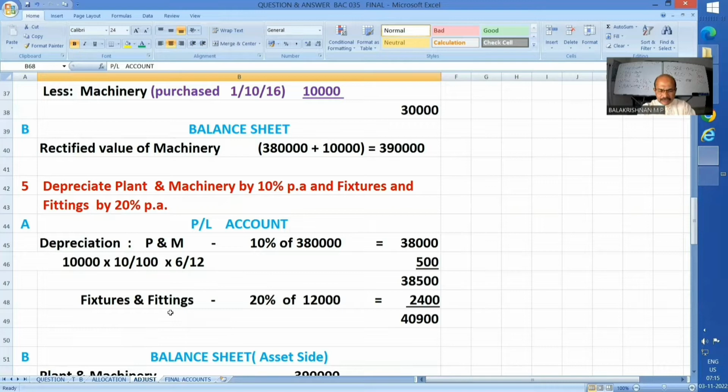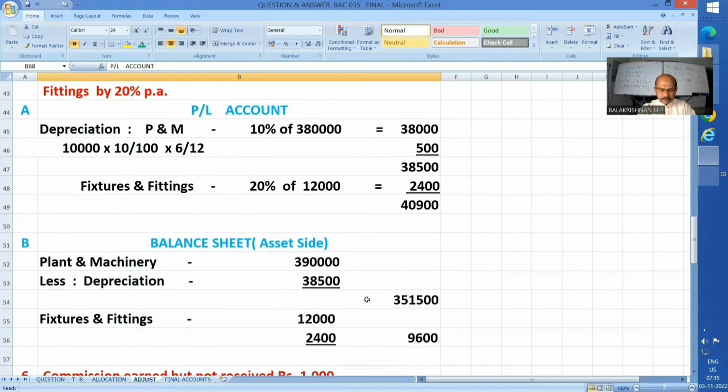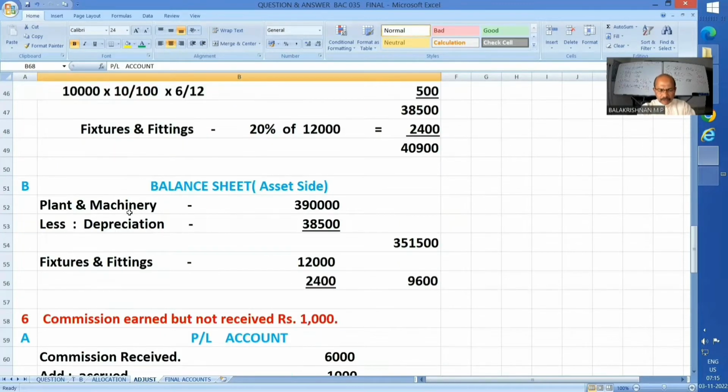And fixtures and fittings, 20%. 20% of 12,000 is the asset. So 2,400. So total depreciation should come to 40,900. In the balance sheet, against the respective asset, the respective depreciation, the net figure is shown. That's all.